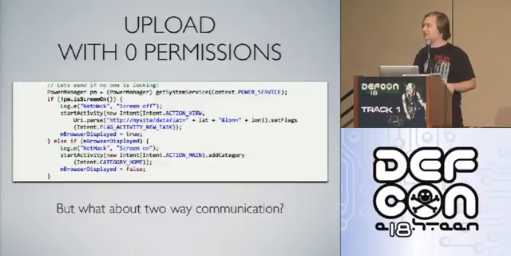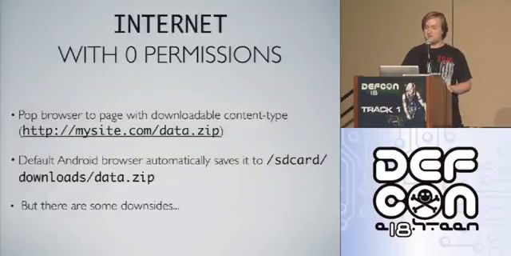So this is cool, and it allows us to send data out from our application, even though we haven't requested permission to do so. But what if we want to be able to receive a response too? So what about two-way communication? There's a couple approaches here. The simplest would be to just pop open a browser to a page with a downloadable content type. So we just point it at this zip, it downloads it, and puts it in the SD card downloads directory. Anyone can read the SD card. There's no permission to do so.